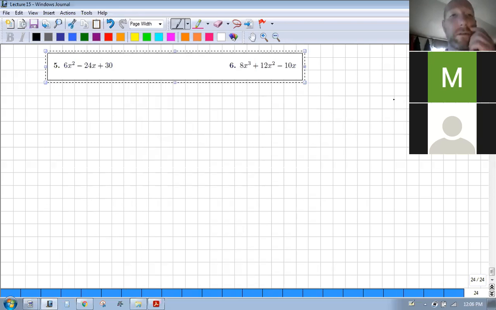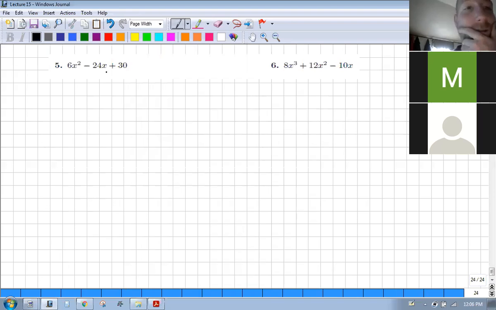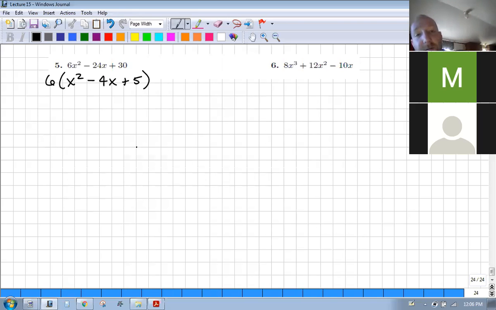All right, this one. Let's see, it looks like everything here is divisible by 6. This doesn't have an x though, so let's just pull out the 6 first and see what happens. 6 times 4 is 24, and then a 6 times 5. Okay, so that's doing the GCF.